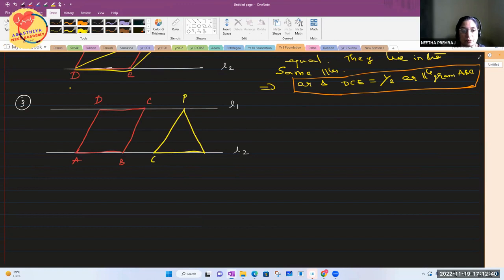P, Q, R, such that AB is equal to QR. The same concept as in the previous one, the bases are matching. CD is a base of the parallelogram as well as a base of the triangle, but they are separate, but the base measures are equal, isn't it? So yes, what is given?